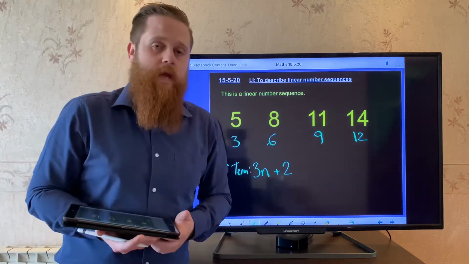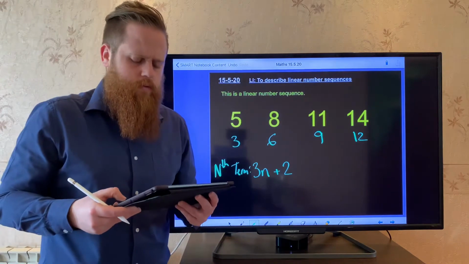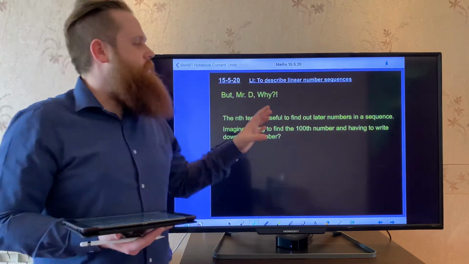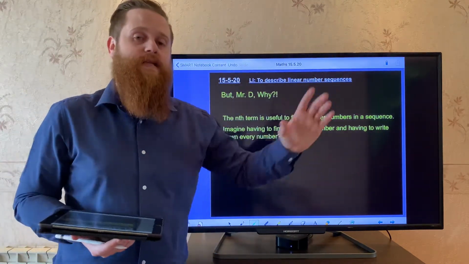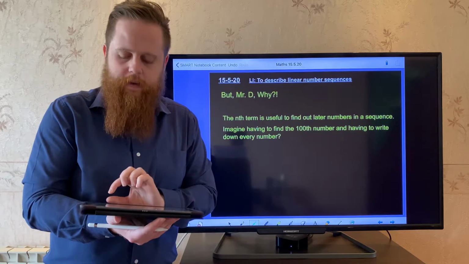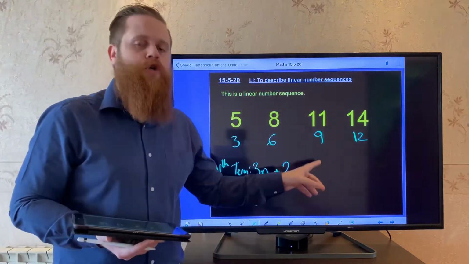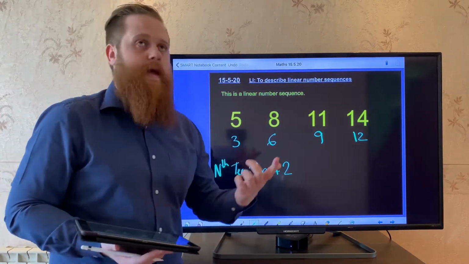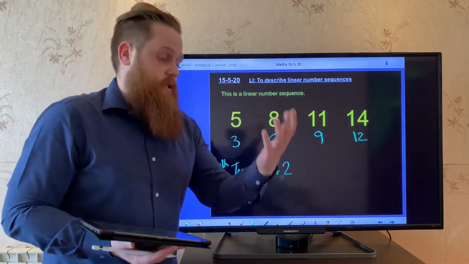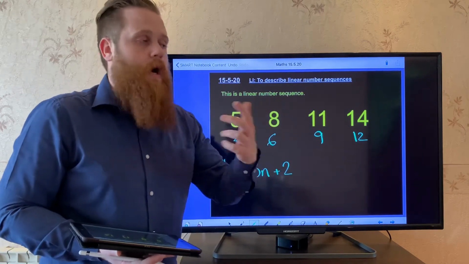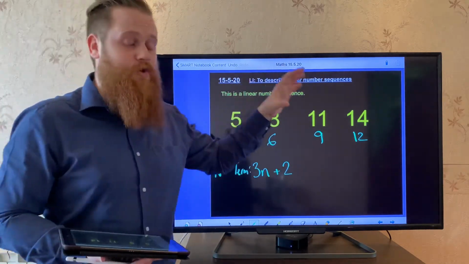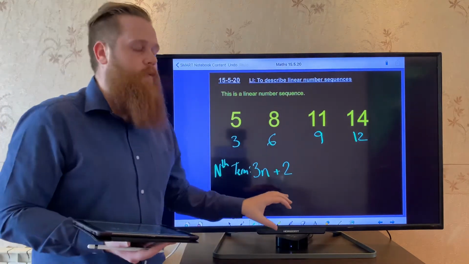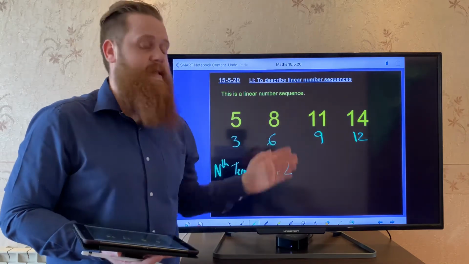And I keep going. Now, I'm here going, well, Mr. Drummond, why do I need to do this? Well, the nth term is useful to find numbers later in a sequence. Imagine if I said to you, can you please find the 100th term of this sequence? You'd have to go 5, 8, 11, 14, 17, 20, 23, and by the time you got to the 100th term you would have written out so many numbers, and hopefully you would have got them all right. Whereas if I've got this formula, I can quickly find any number in this sequence.